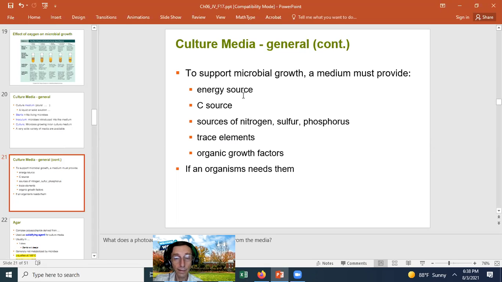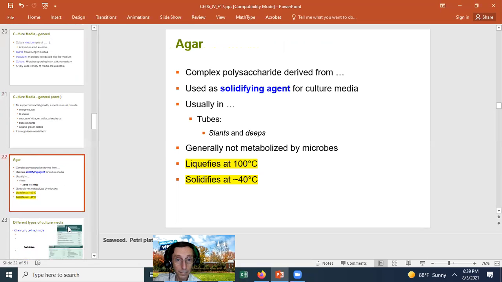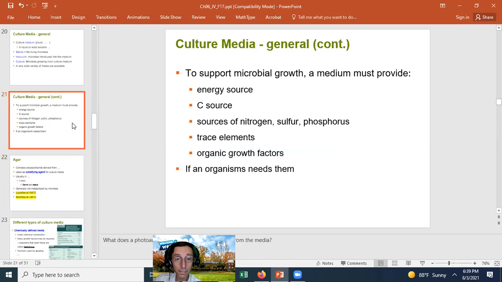The energy source could be, if the only energy source is the beef extract, ground up cow, and that would be the carbon source as well. And that could supply the nitrogen, the sulfur, and the phosphorus as well, because cows have all of that. But you could add these as molecules in the medium. Now that's for a liquid media.